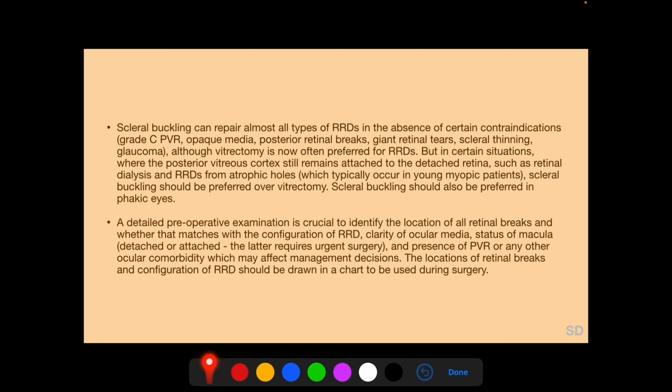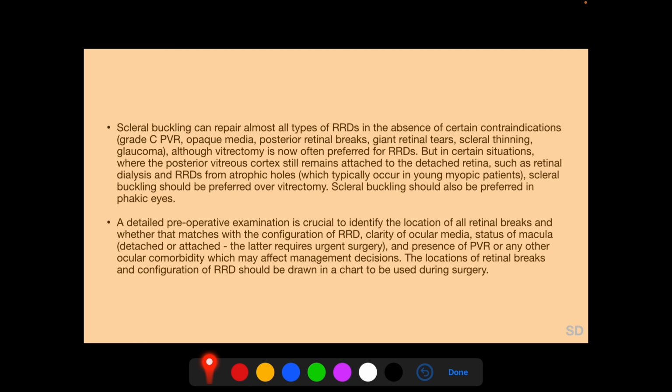Although vitrectomy is now often preferred for rhegmatogenous retinal detachments, in certain situations where the posterior vitreous cortex still remains attached to the detached retina, such as retinal dialysis and rhegmatogenous retinal detachments from atrophic retinal holes, scleral buckling should be preferred over vitrectomy. Scleral buckling should also be preferred in phakic eyes, as vitrectomy almost inevitably leads to development of cataract in phakic eyes.